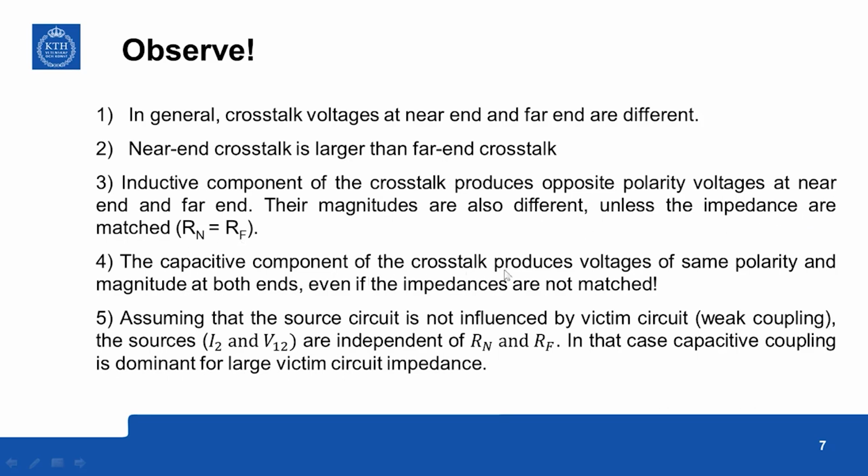The capacitive component of the crosstalk produces voltages of same polarity and magnitude at both ends, even if the impedances are not matched. Assuming that the source circuit is not influenced by the victim circuit, that is the weak coupling, then the sources I2 and V12 are independent of Rn and Rf. In that case, capacitive coupling is dominant for large victim circuit impedance. So all these things we can observe from the model.